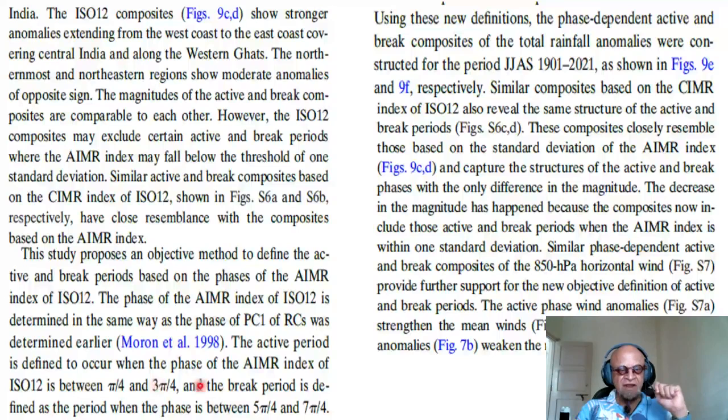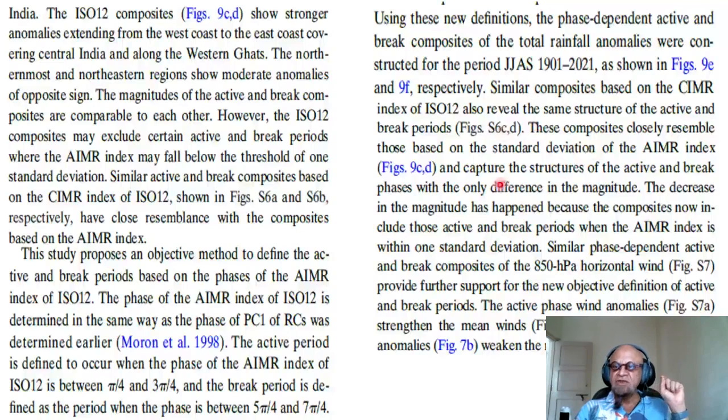The active period is defined to occur when the phase of the AIMR index of ISO 12 is between pi over 4 and 3 pi over 4, and the break period is defined as the period when the phase is between 5 pi over 4 and 7 pi over 4. That is the statistics of what MSSA gives you. Using these new definitions, the phase dependent active and break composites of the total rainfall anomalies were constructed for the period JJAS over 1901 to 2021, as we will see.